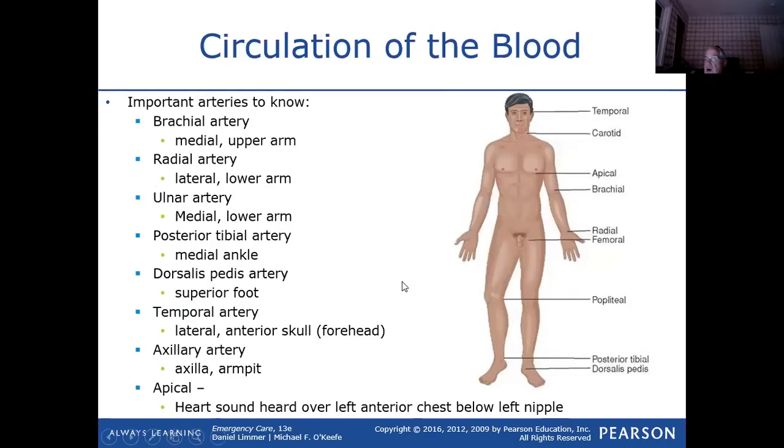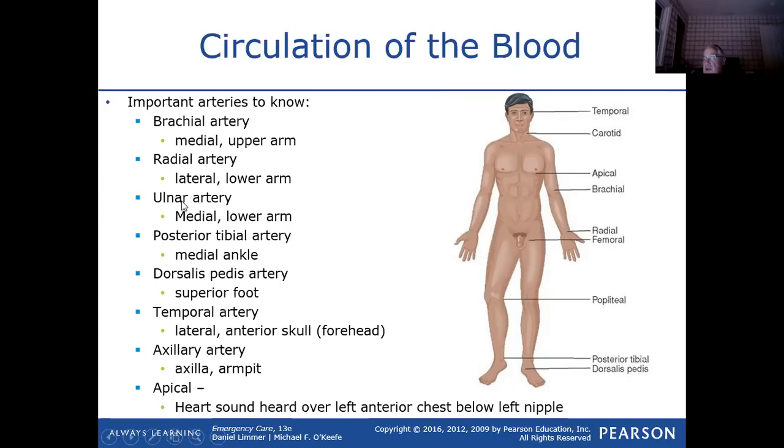So that's why they talk about those arteries. Okay, so other important arteries. Your brachial artery is on the medial side, which is the inside of your upper arm. I'll show you pictures of that. Your radial artery is on the lateral side of your wrist by your thumb. That's the most common artery that we check in a conscious patient. Your carotid artery in your neck is the most common artery we check in an unconscious patient.